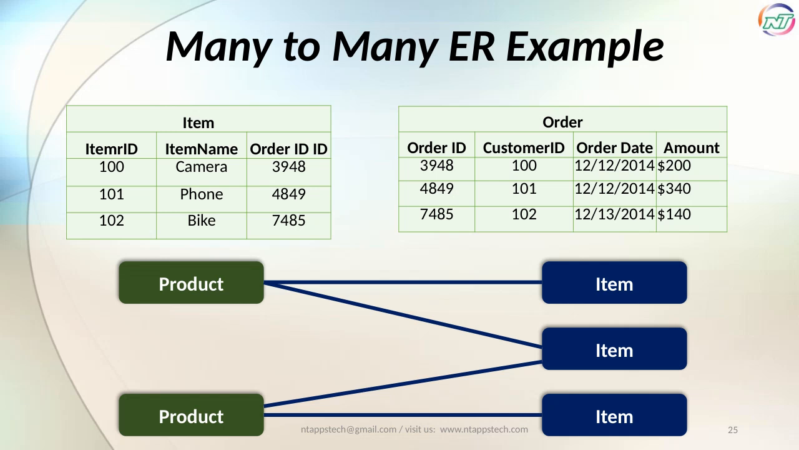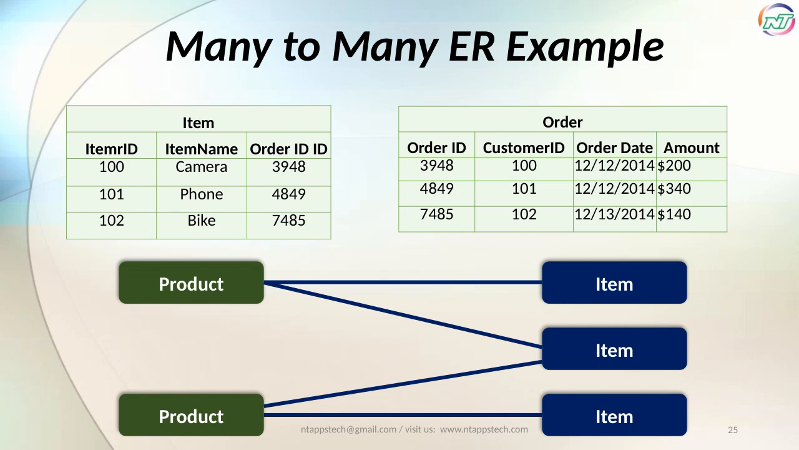Here we see an example of a many-to-many relationship in a database. The first table lists items, each identified by an item ID and linked to one or more orders through the order ID. Examples include a camera, phone, bike. The second table shows order details, including the order ID, customer ID, order date, and the amount spent.